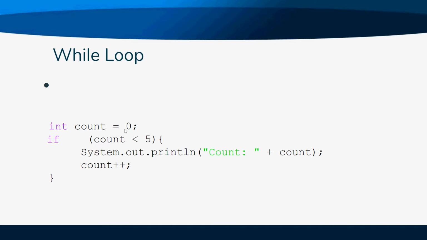So here I have a variable count. And if count is less than 5, which it is because count is 0, it's going to print out count is 0.